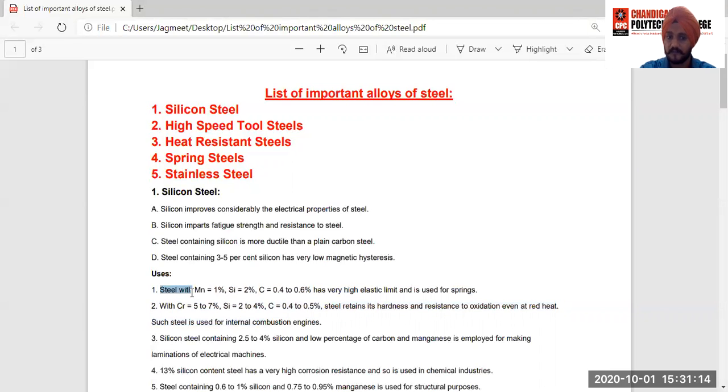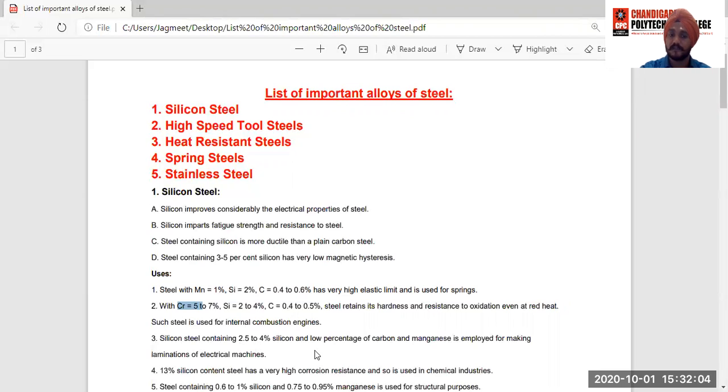In this, the steel with manganese 1%, silicon 2%, and carbon 0.4 to 0.6% is used for springs. Next, we changed the proportion of the different elements, like we added chromium 5 to 7%, silicon 2 to 4%, carbon 0.4 to 0.5%. That steel retains its hardness at high temperature. So this steel is used for internal combustion engine parts. So the application of steel with chromium, silicon, and carbon is making internal combustion engine parts.